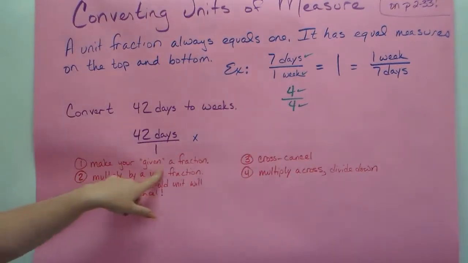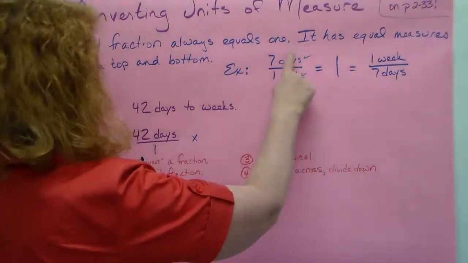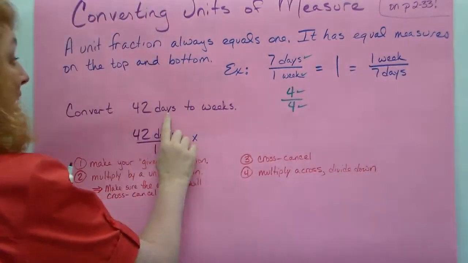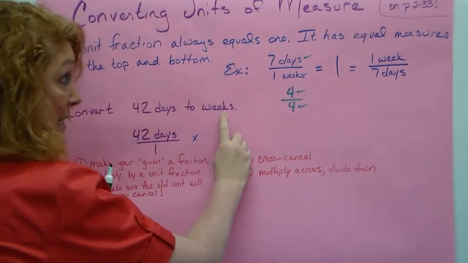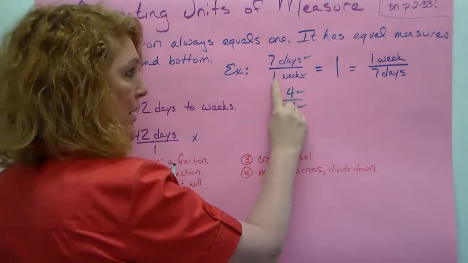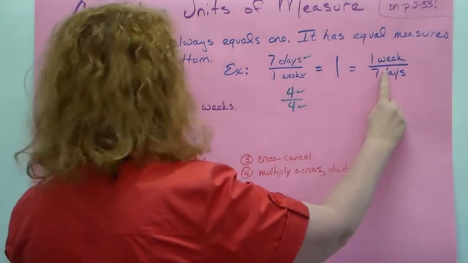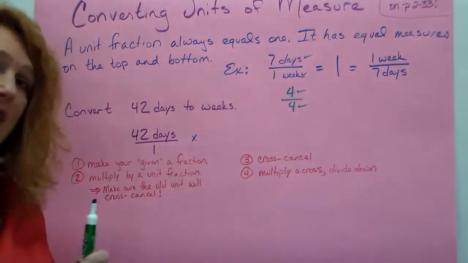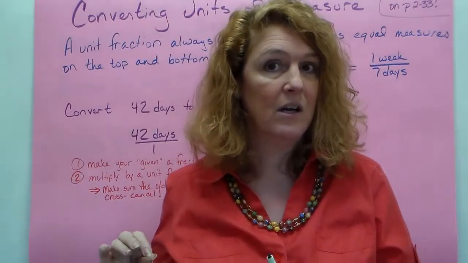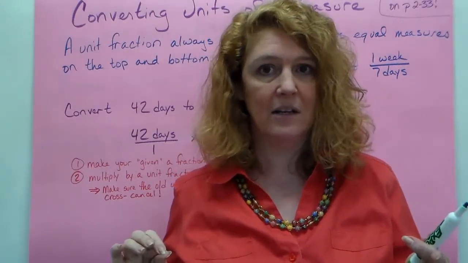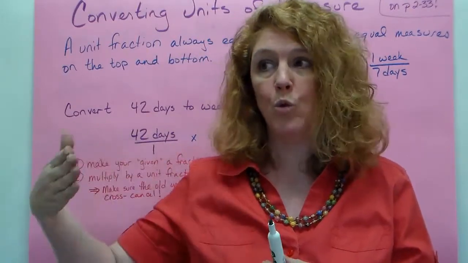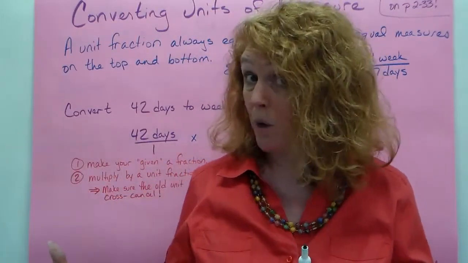Then my second step is to multiply it by a unit fraction. Now I'm going to use either this one or this one because this has days and weeks in it. And I know that there are 7 days in a week. The question is, do I use this one or do I use this one? Which one do I put on top? Well, what I need you to understand is that we're going to cross-cancel the words we don't need so that we can end up with the unit that's going to be the answer to our problem.